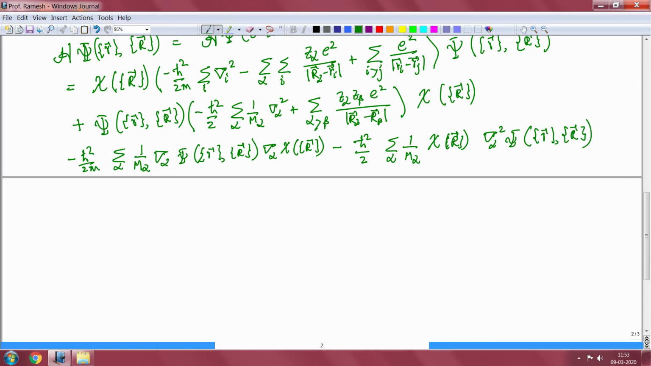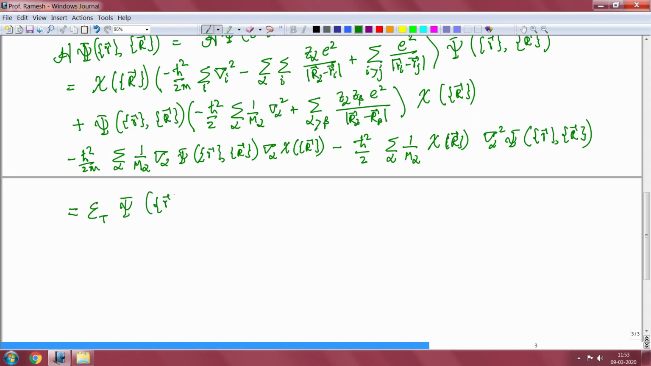So, now what I will do is the following. This is actually equal to, this is a Schrodinger equation. So, this is equal to E total psi of r times chi of R.